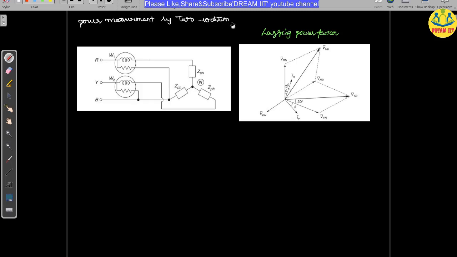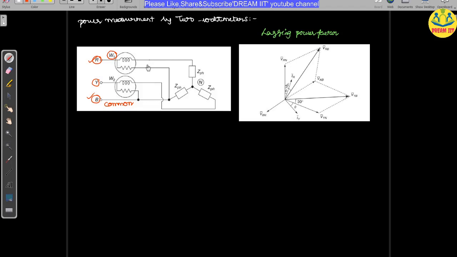If you observe here, 2 watt meters I have connected, on the R phase, Y phase and B phase. W1 is the one watt meter which is connected between the R phase and B phase. Another watt meter W2 is connected between the Y phase and B phase. That means the B phase we are using as a common point.